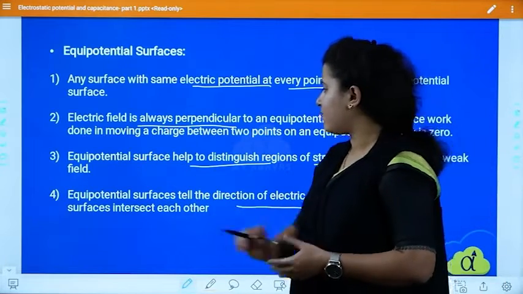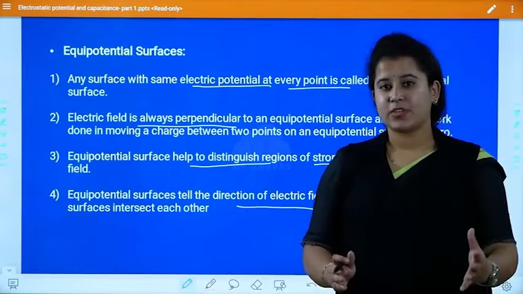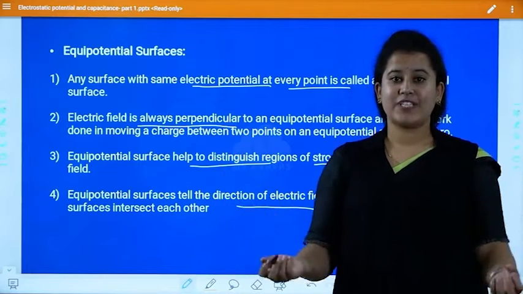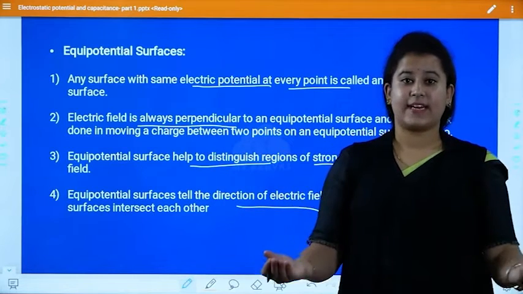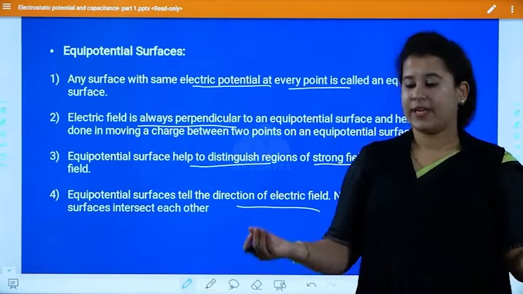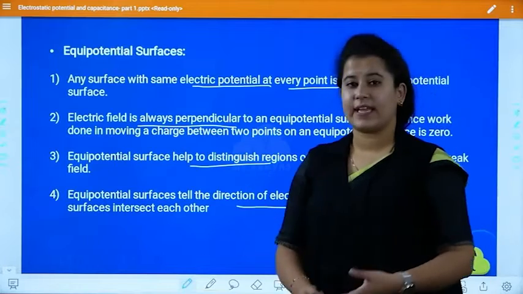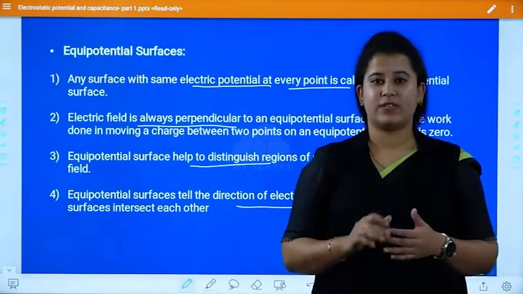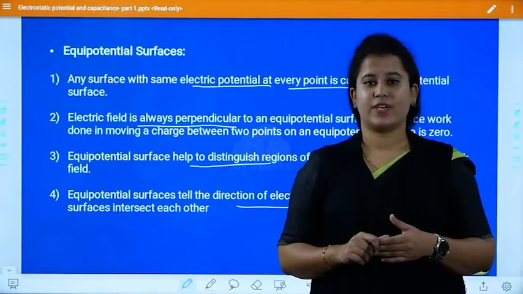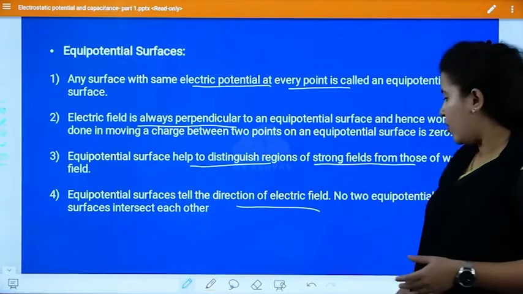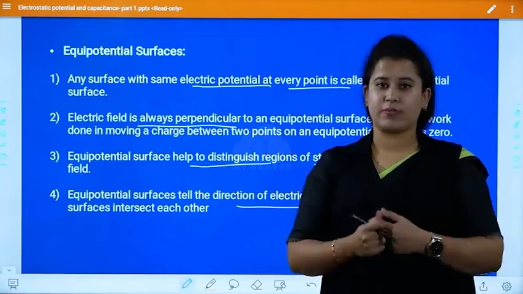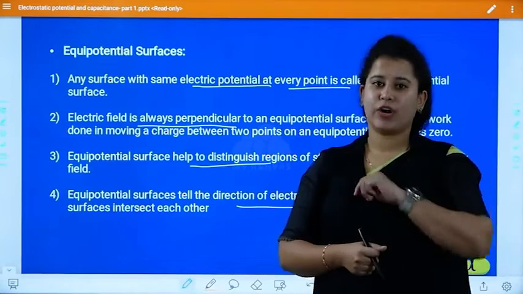After that, we have equipotential surfaces help us to distinguish between the strong field and the weak field. Why? Because of the electric lines of force. And then we have the fourth one, where equipotential surfaces tell the direction of the electric field, and also they do not intersect with each other. So if there are two equipotential surfaces, then they do not intersect.